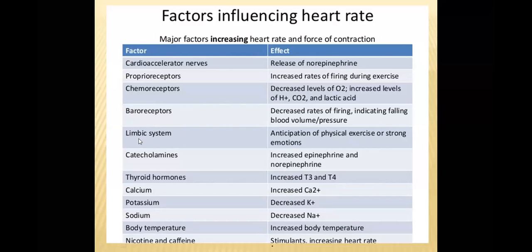The limbic system is directly related to our emotions. Anger or stress or fear, all these things are under the control of the limbic system. The limbic system is a part of our nervous system. It directly controls our emotions. And catecholamines, epinephrine, norepinephrine, these increase the heartbeat rate. And thyroid hormone also, calcium, potassium. Whenever calcium increases, automatically heart rate will be increased. When potassium and sodium decrease, these two things also directly increase the heartbeat rate. And body temperature, whenever it is increased, and nicotine, caffeine also, they increase the heartbeat rate.